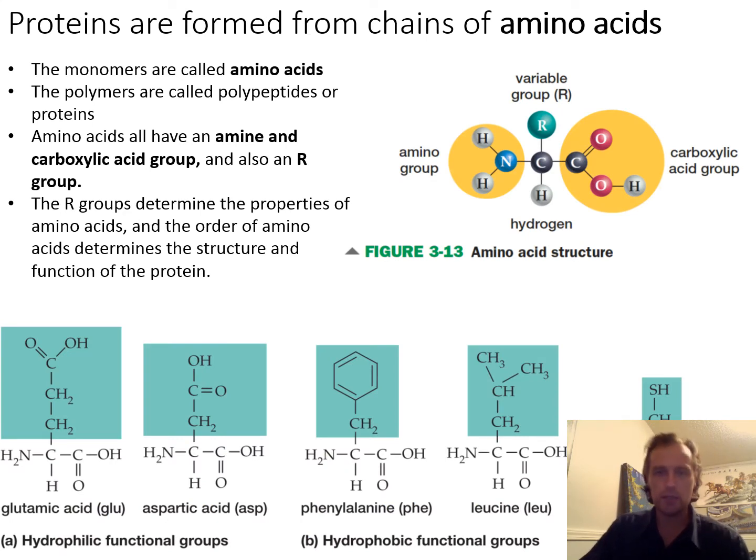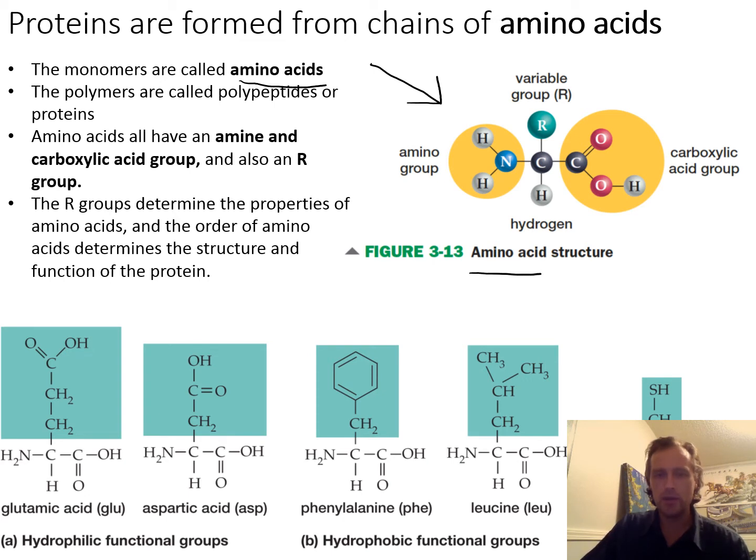Proteins are formed of chains of amino acids. So the monomers here are called amino acids. The polymers are called polypeptides or proteins. Amino acids all have an amine and carboxylic acid group, or a carboxyl group, and then also an R group. The R groups determine the properties of amino acids, and the order of amino acids determines the structure and function of the protein. So right over here to the right, this is the basic general structure of an amino acid.